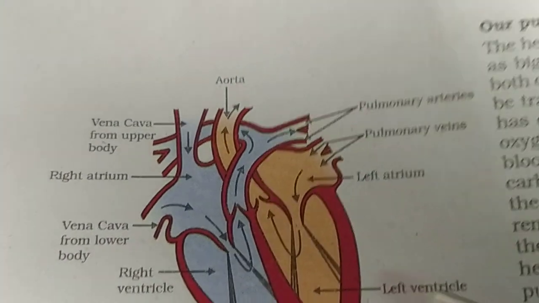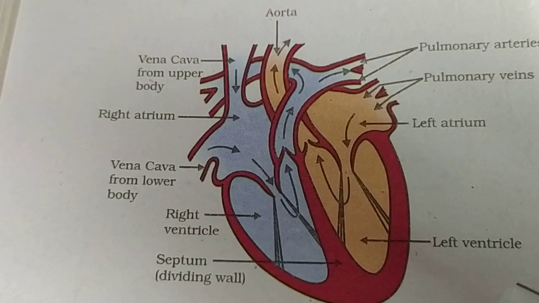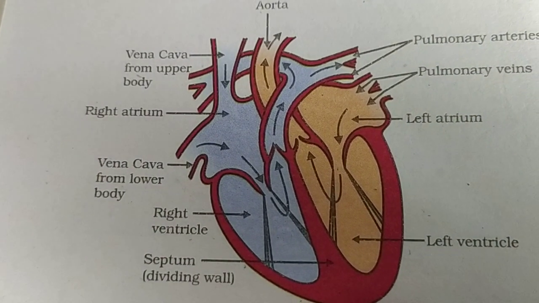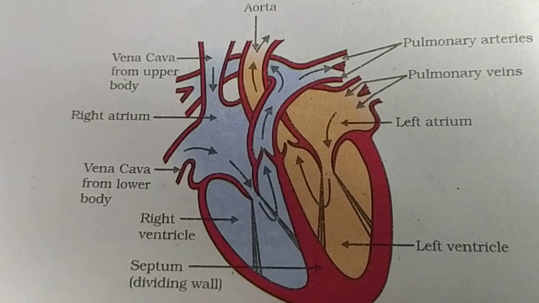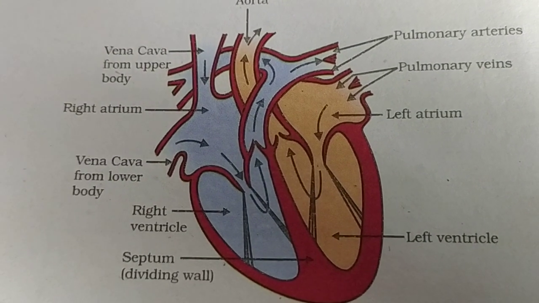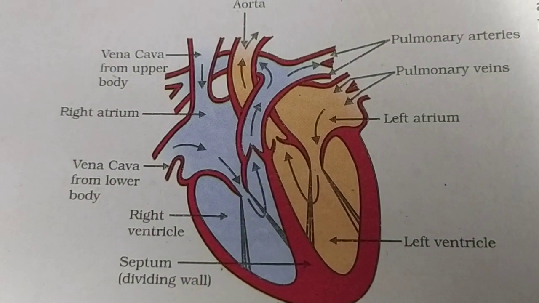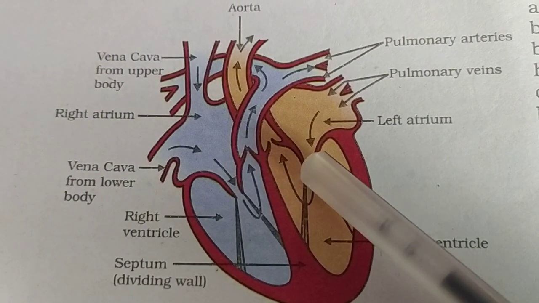Let us study about the human heart. The human heart is situated between the two lungs on the left side above the diaphragm. The size of the human heart is about the fist of the human. Now, here you can see the diagram of the human heart.